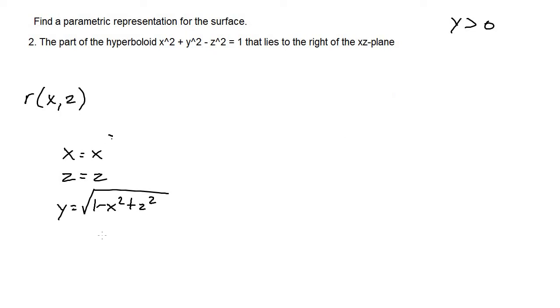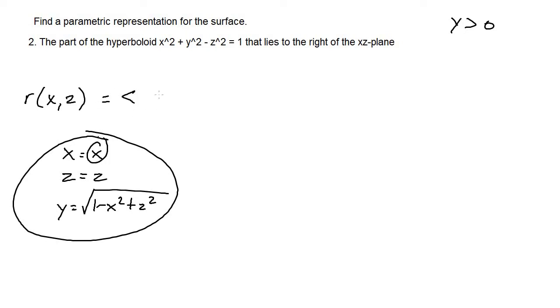Realize that all of these equations are in terms of just x and z, like what we set our parameters to. So those are the parametric equations for the surface. Now if I want to write it in component form, I can also write it as r of x and z equals the x component, which is x, the y component, which is the square root of 1 minus x squared plus z squared, and then comma the z component, which is just z.